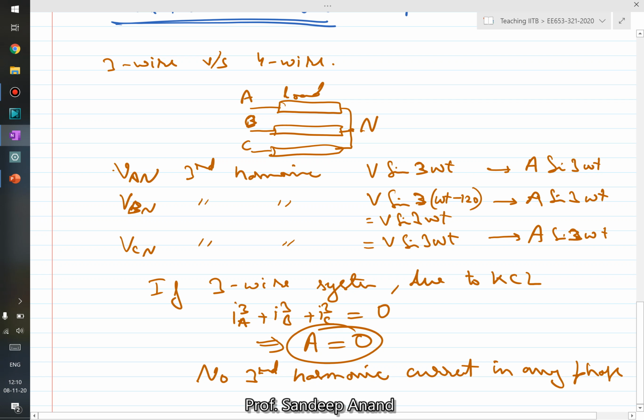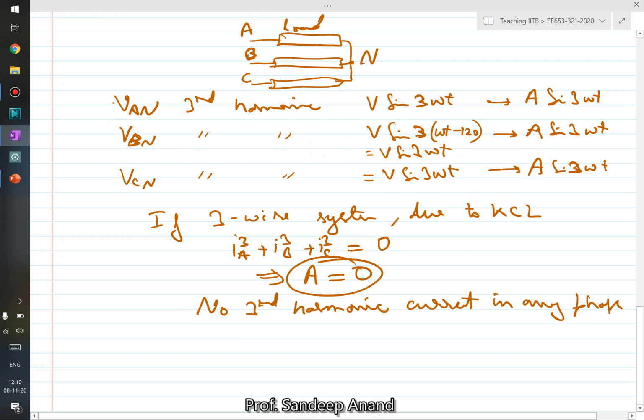So you see, this is a significant advantage, because although your voltages had third harmonic, now you have actually removed third harmonic in the current. So effectively you can imagine there is no third harmonic current flowing in the motor. For example, if load is a motor, that means there's going to be no torque oscillation because of that third harmonic.